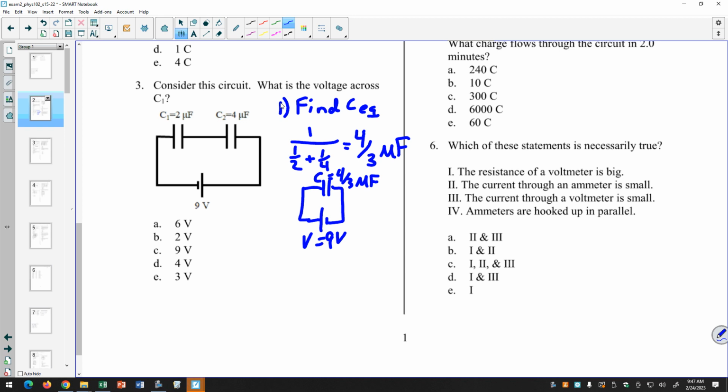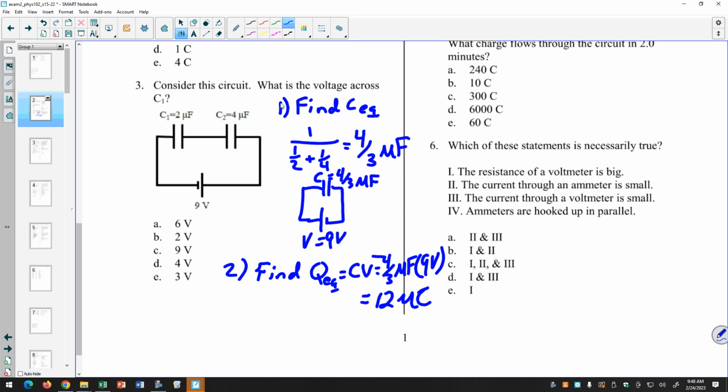Then the next step, in this case, when I have capacitors in series and I want to know the voltages across them, is to find the voltage, or find the charge. Find QEQ. That's equal to C times V. That's 4/3 microfarads times 9 volts. The 3's cancel and gives me 12 microcoulombs. So that's the second step, is to find QEQ.